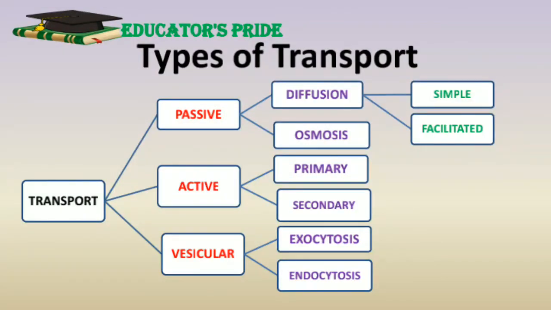Now, what are the different types of transport across the plasma membrane? Transport is of three types. First, passive transport. Passive transport is further divided into two types, diffusion and osmosis. Under the diffusion category, there are two types, simple diffusion and facilitated diffusion. Second is active transport. It is of two types, primary transport and secondary transport. Third is vesicular transport. It is also of two types, exocytosis and endocytosis.